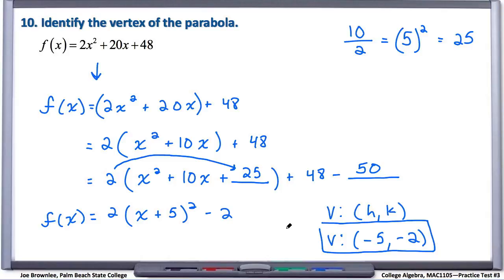If you don't like completing the square, then go ahead and take a look at the next video, the alternative method, where we find the vertex using the information in the standard form. All right, but for number 10, negative 5, negative 2 is our vertex.